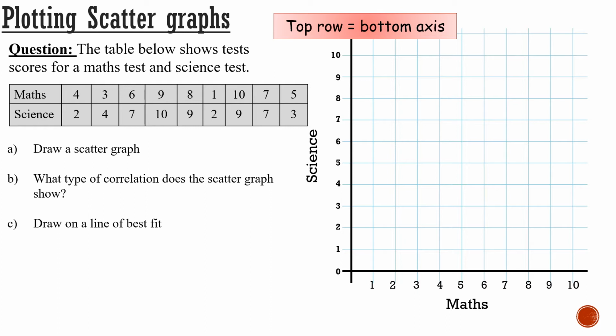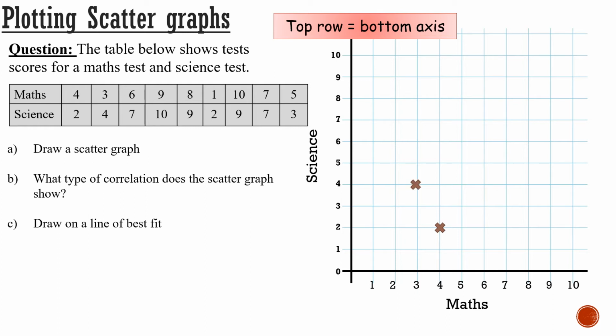So each of these columns is a coordinate to plot. The first person has a maths score of 4 and a science score of 2. So that will go 4 across to maths, 2 up to science, we plot it. The next one is a score of 3 in maths and a score of 4 in science. So we plot it there.